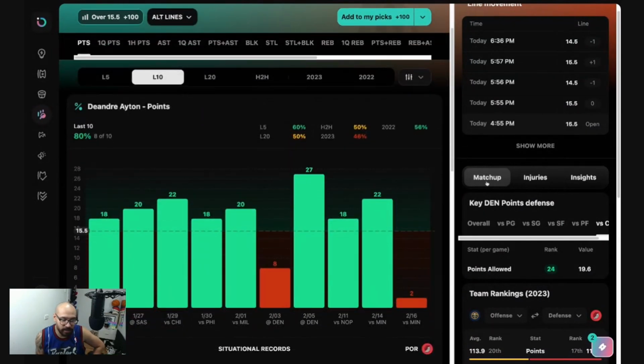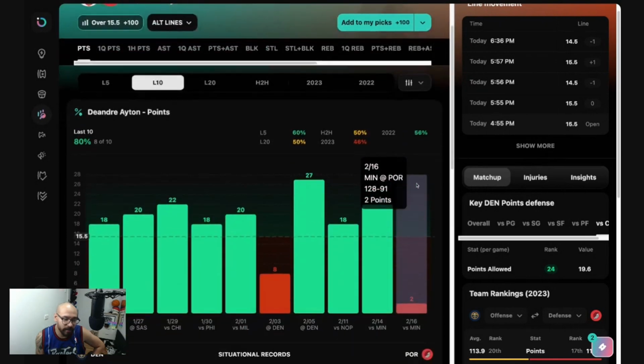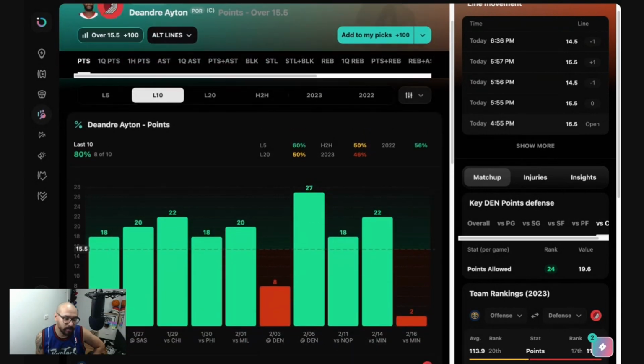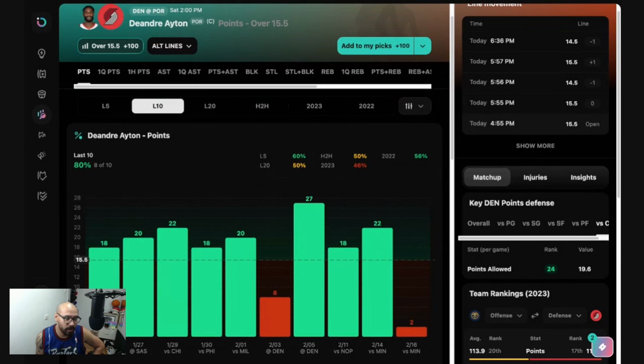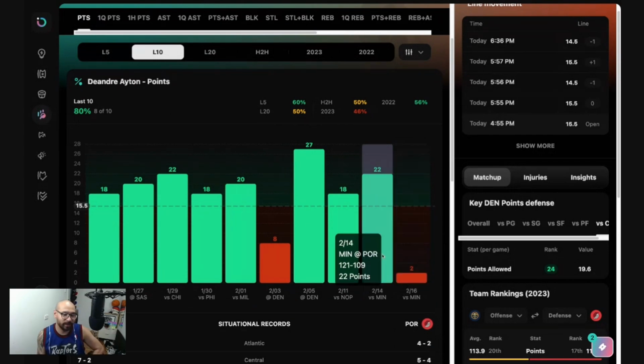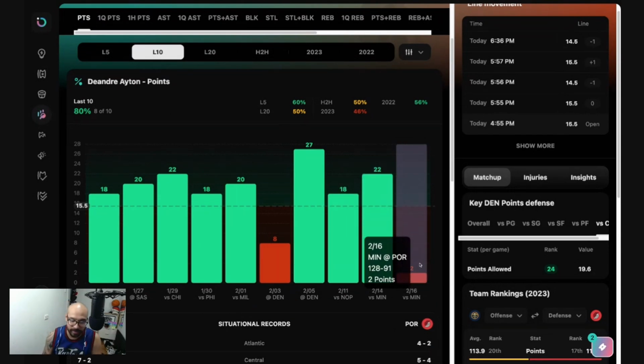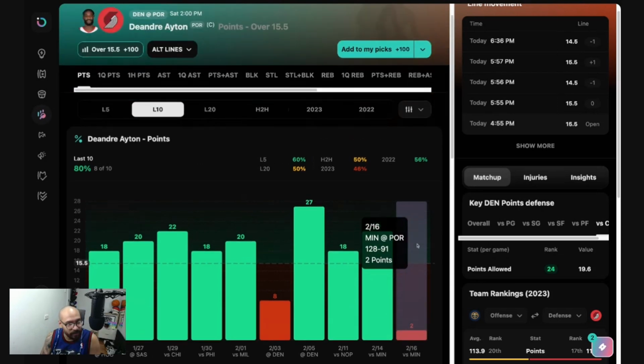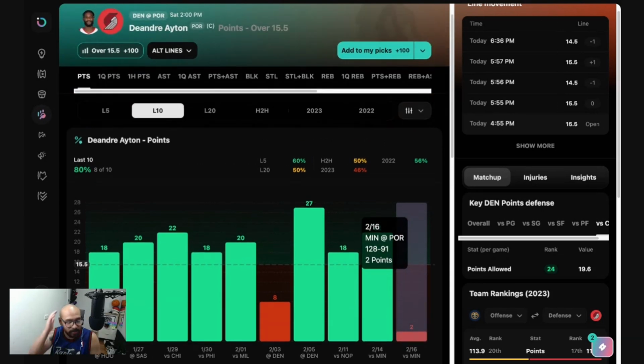The Nuggets allow the 7th most points to centers on the season. Now, this 50-year-old looking dog only scored 2 points against the Minnesota Timberwolves. And I'm calling that out because I took the over for DeAndre Ayton in that game, and he was absolutely terrible, only scoring 2 points. It was a somewhat difficult matchup, but he had smoked the Minnesota Timberwolves prior to that. But yeah, I still don't like him a little bit because of that performance. But at the end of the day, I put the bet on, so I need to be accountable for that.